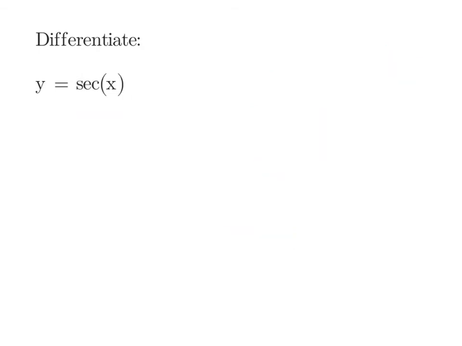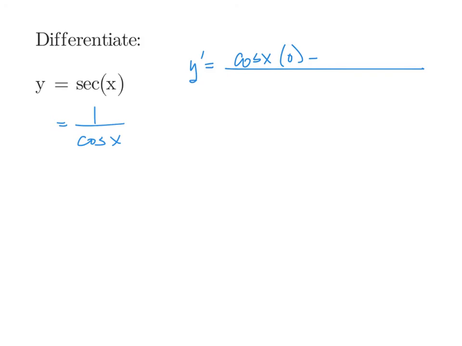What about the derivative of secant then? Look at it in terms of cosine, that this is 1 over cosine. Then we can use our quotient rule. Low d high minus high d low. So low is cosine. Derivative of 1 is 0. So low d high minus high d low. So my numerator is 1. And derivative of cosine is negative sine over the square of what's below.